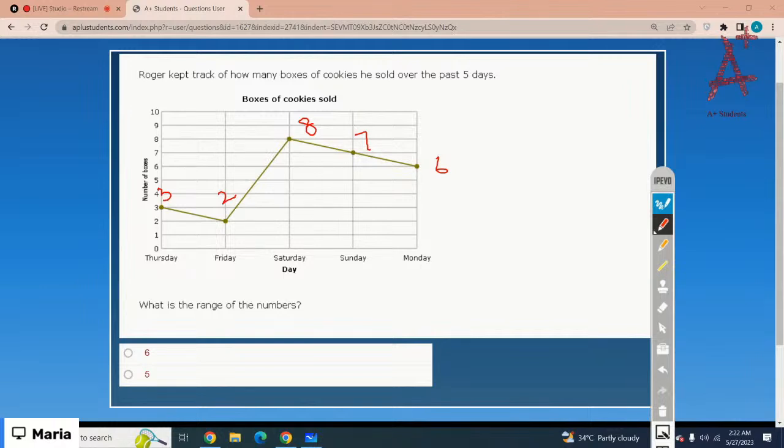The least one is 2 and the greatest one is 8. So you have to do 8 take away 2. So 8 take away 2 is 6. So the correct option is 6.